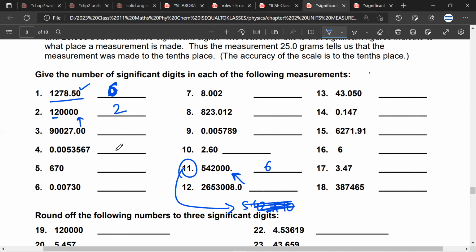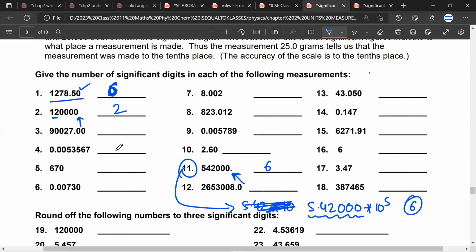I'm sorry, this would be written as 5.42123 into 10 raised to power 5. So automatically, when I write this in scientific notation, it has 1, 2, 3, 4, 5, 6 significant digits. Are we clear? The point I'm trying to make, and you should be very clear about this, is that when you are writing any number in scientific notation, the number of significant digits should not change.